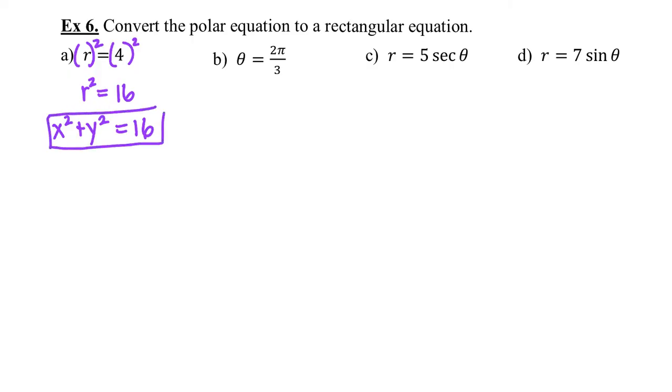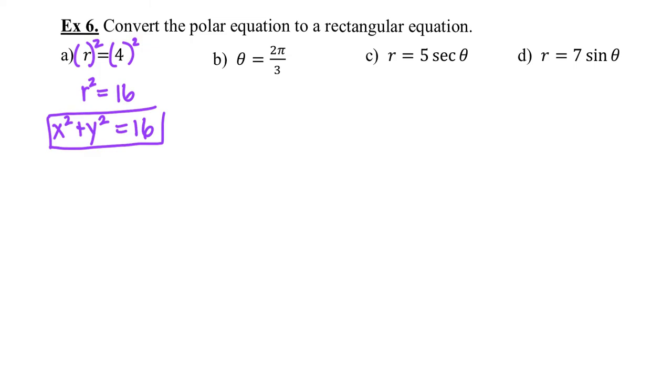Okay, I'm just going to look at this for a second. In rectangular form, this would represent a circle with center 0 and a radius of 4. And if you look at the original equation, it also represented a circle with a radius of 4. So these are equivalent equations, just one is expressed in terms of polar coordinates and the other in terms of rectangular coordinates. Okay, now for b, it says theta equals 2 pi over 3.